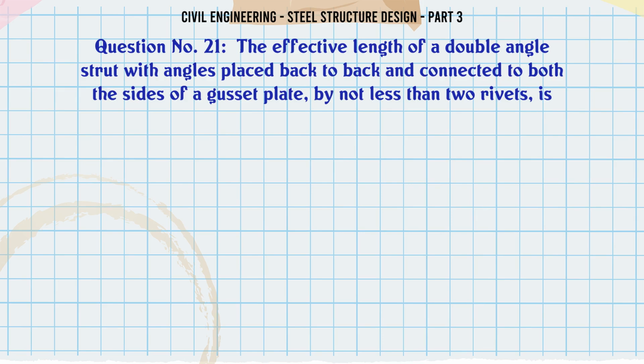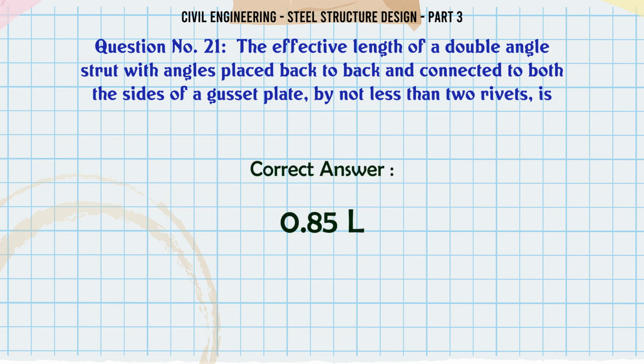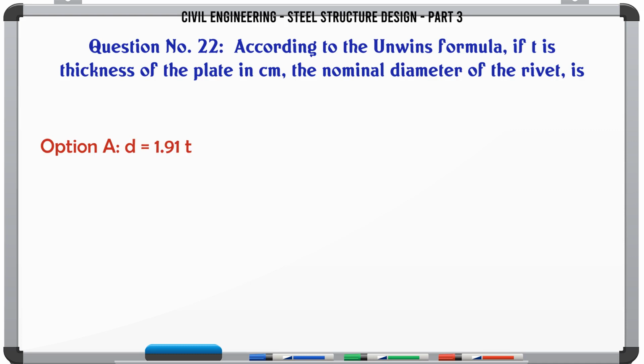The effective length of a double angle strut with angles placed back to back and connected to both sides of a gusset plate by not less than 2 rivets is A. 0.5 L. B. 0.67 L. C. 0.85 L. D. L. The correct answer is 0.85 L.